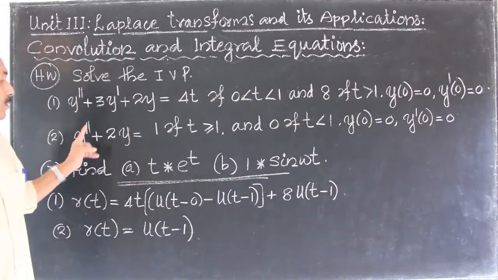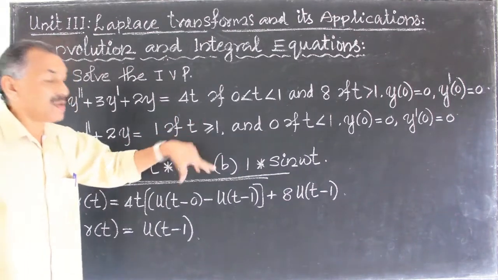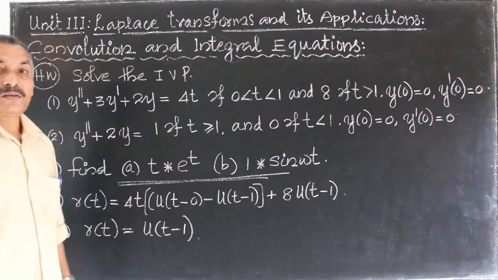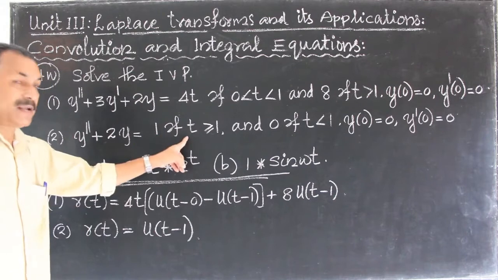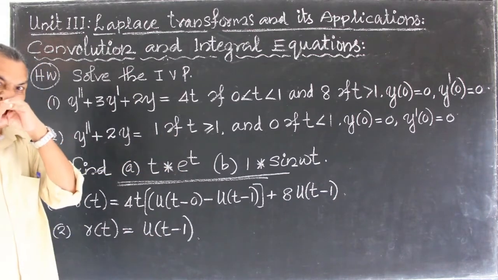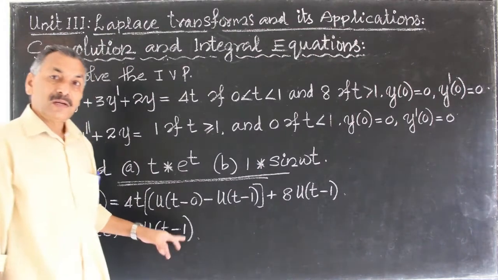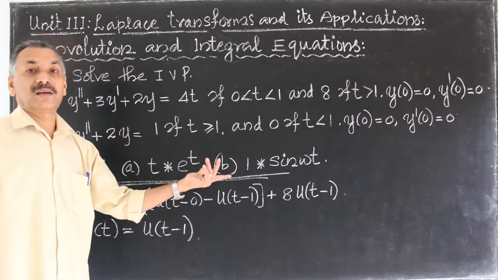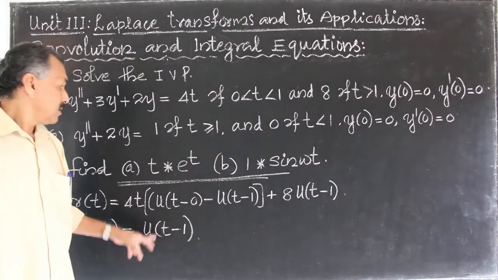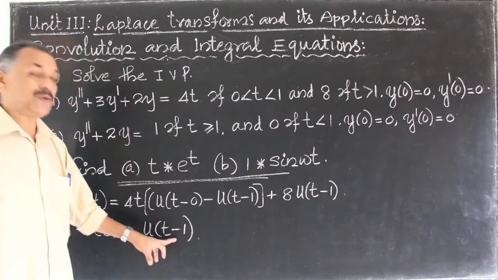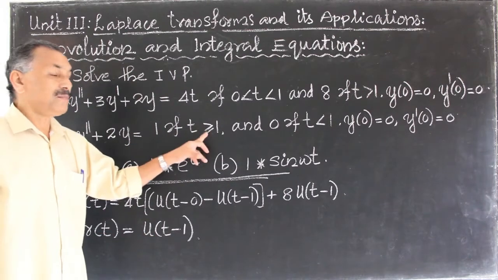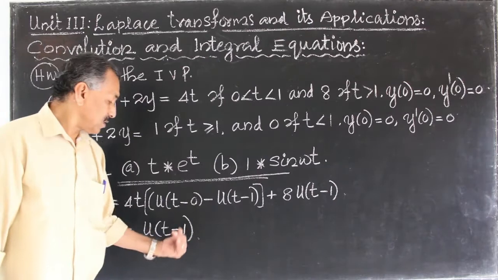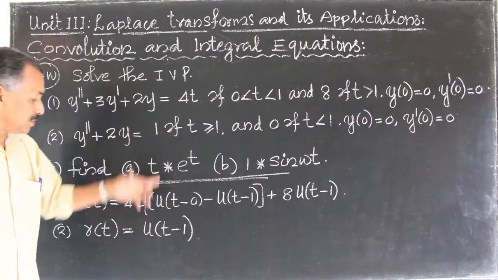The next problem: y'' + 2y is equal to 1 if t > 1 and equal to 0 if t < 1. Okay, what about this value? In this case the right-hand side r(t) is equal to u(t - 1). What about u(t - 1)? If t < 1, this value is equal to 0. If t > 1, this value is equal to 1. That is, 3 into u(t - 1). If t > 1, u(t - 1) is equal to 1, and if t < 1 that is 0. That is, y'' + 2y is equal to u(t - 1).